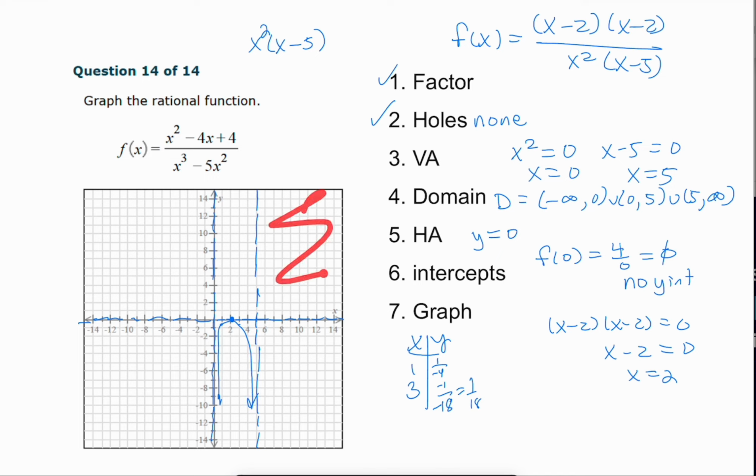Now I need some points over here. So let's plug in 6 and 7. If you plug in 6, you get 16 on the top. You get 36 on the bottom. And 16 over 36 is about 0.4. So that does tell me that we are up here.